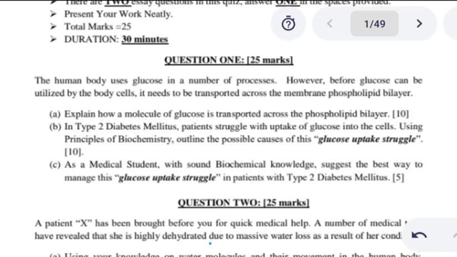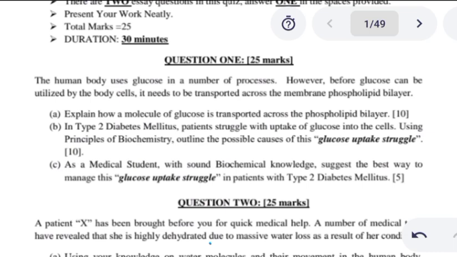So question 1b reads: in type 2 diabetes mellitus, patients struggle with uptake of glucose into the cells. Using principles of biochemistry, outline the possible causes of this glucose uptake struggle. So in type 2 diabetes, what happens is that glucose cannot enter into the cell. Why? Because we have got insulin resistance.